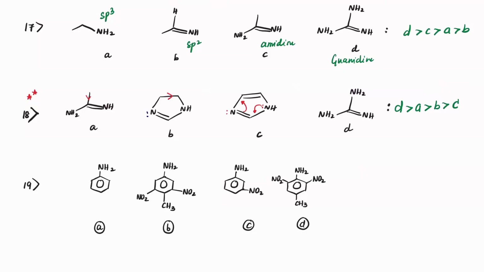Between B and C, a very important case: due to the aromatic nature here, this lone pair will be more involved in this aromatic form. So it will not give much of an amidine nature.